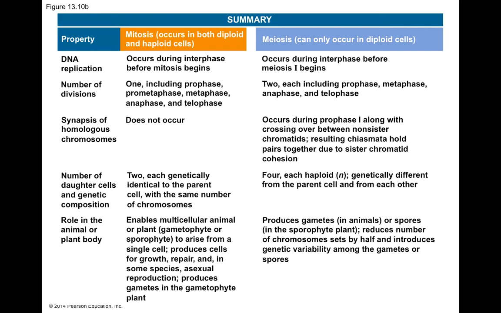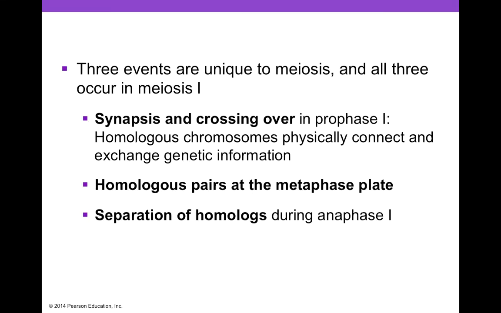I'm not going to go over all of this, so you can always pause the video if you want to copy this down, or you can find it in your book. In addition to the number of divisions, the number of daughter cells produced and the amount of chromosomes in those daughter cells that we were just talking about, there are 3 very important events that only happen in meiosis. And this stuff only happens in meiosis 1, actually.